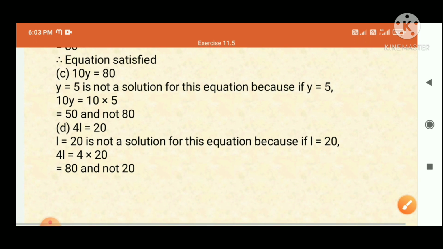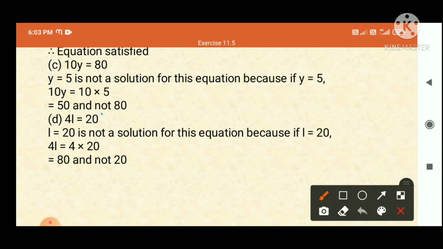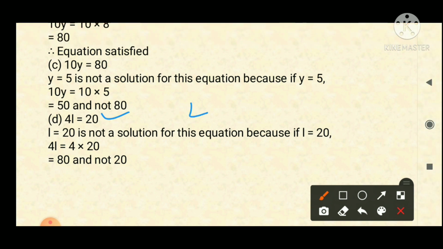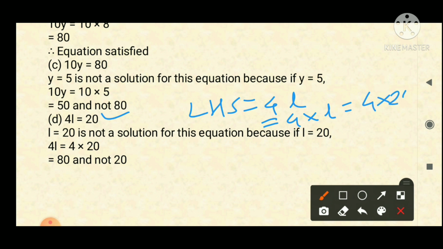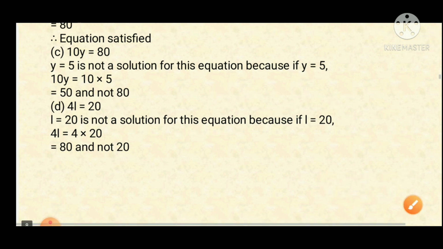Next equation, 4L is equal to 20. The left hand side of this equation is 4L. We have to put the value of L is equal to 20. So 4 multiplied by L means 4 multiplied by 20. 4 twenties are 80, and here the right hand side is 20. So 80 is not equal to the right hand side. So L is equal to 20 is not a solution for this equation. So the equation is not satisfied.